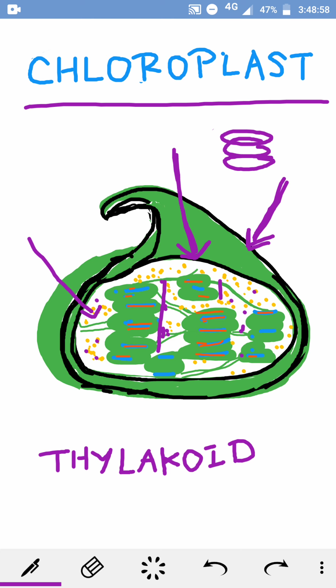These numerous disc-like structures are called the grana. Here inside remain the pigment chlorophyll and the other pigments also, as I have drawn here. And these are actually called thylakoids. So this is the structure of the chloroplast.